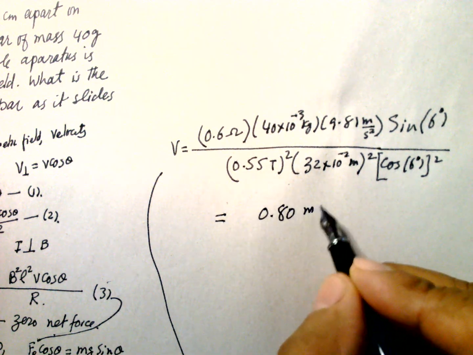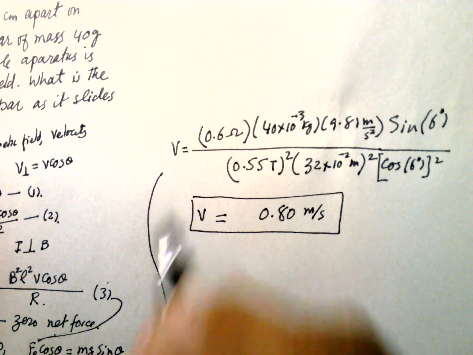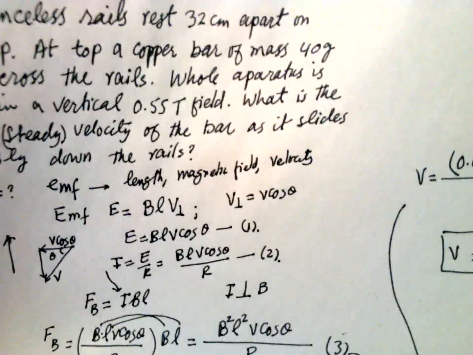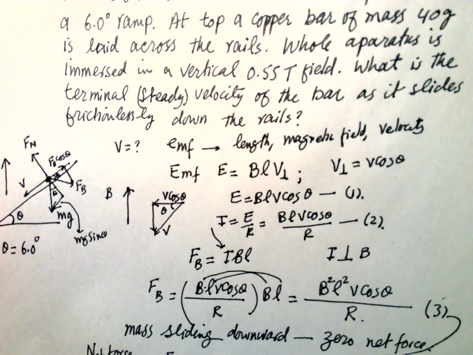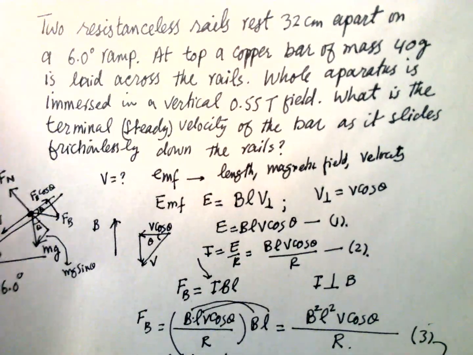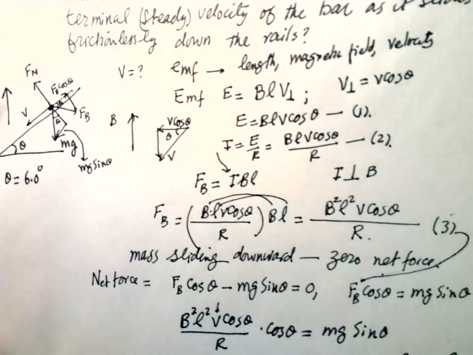And this answer will be 0.80 meter per second. This is the velocity downward. So this is the answer of this question. It is slightly complicated, but it is a very interesting question.